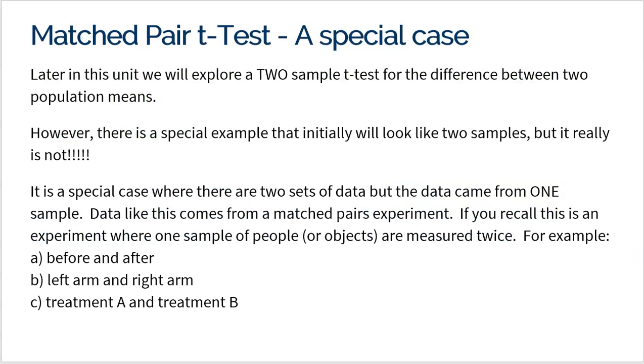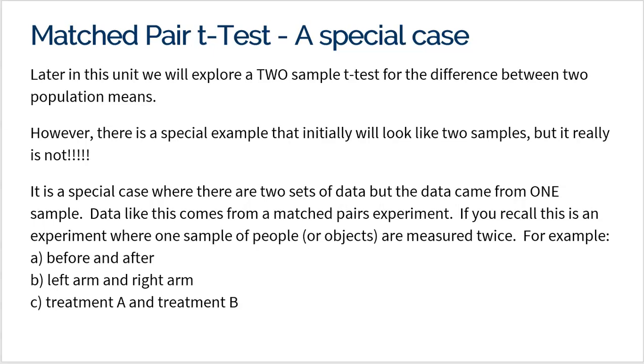And this is a very special case. It doesn't happen too often, but it does come up. So a matched pair t-test. Let's talk a lot about this. Now, later in this unit, not now, we are going to explore a two-sample t-test that looks at the difference between two population means. So maybe a mean of Americans versus a mean of Canadians, or a mean of boys versus a mean of girls, or a mean of tigers versus a mean of lions, right? Two different population means, and I'm going to look at the difference between them.